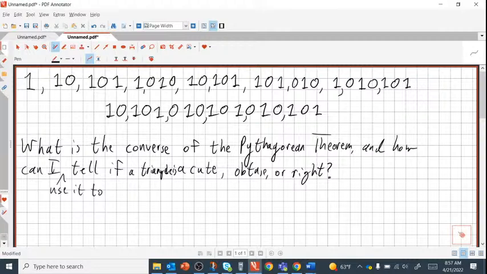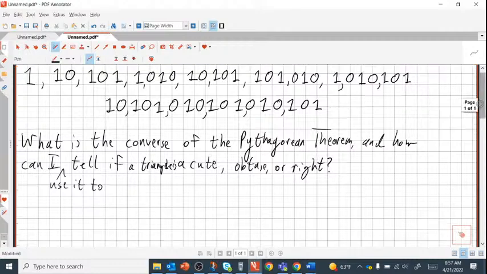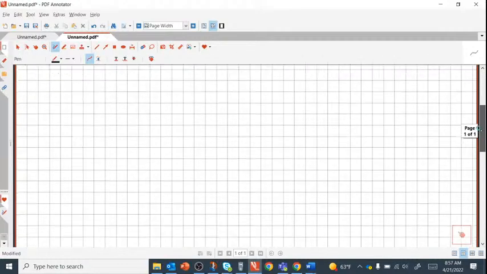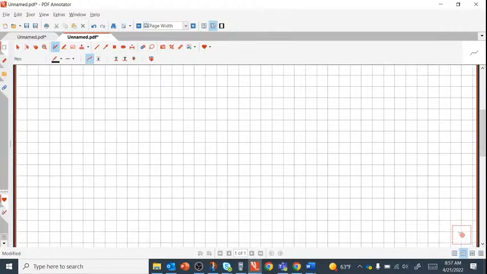Okay, let's see here, guys. Underneath your warm-up, got a pencil? So, today we're going to talk about the converse of the Pythagorean theorem.